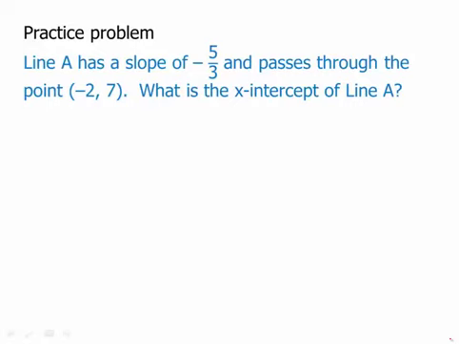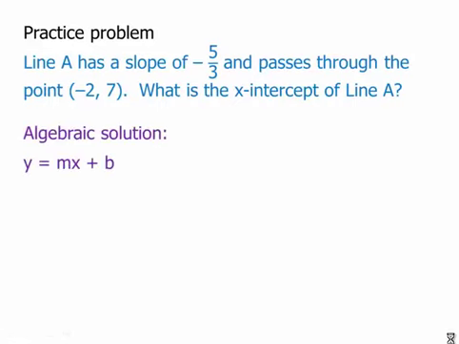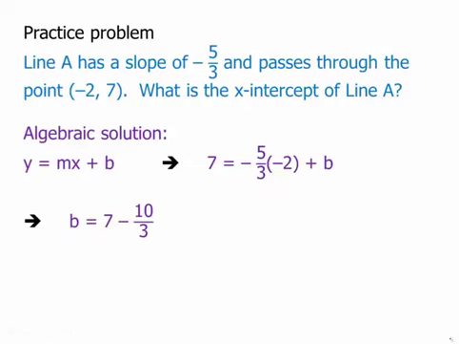Well, we have two very different ways of going about this, and I'm going to show them both. The first is what I would call an algebraic solution. So here we're going to write y equals mx plus b. We know the m, so we're going to plug in the slope of -5/3, and we're also going to plug in the coordinates of the point, x equals -2 and y equals 7. This will give us an equation for b. Of course, -5/3 times -2 is +10/3, and then b would be 7 minus 10/3. We find a common denominator, and then we subtract and we get the y-intercept.